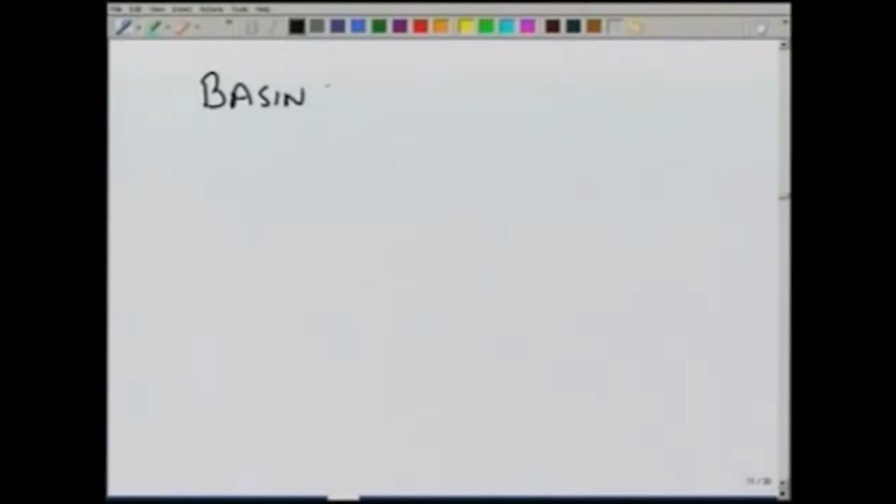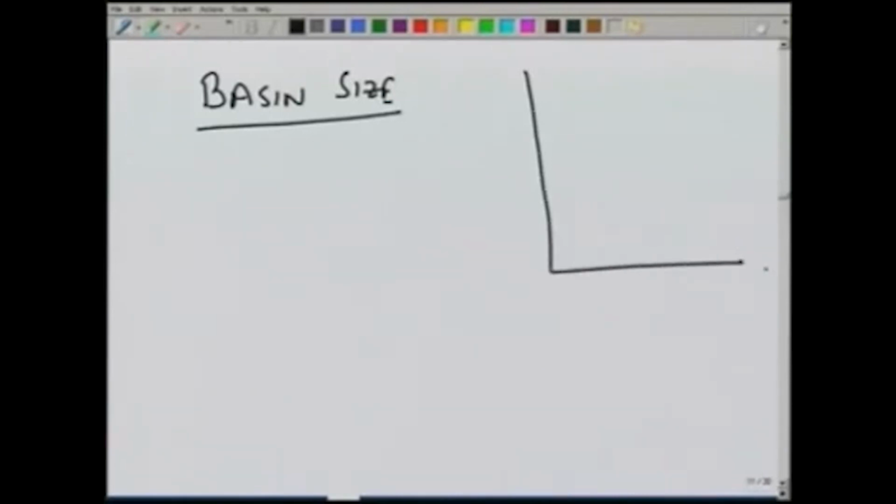Size of course decides the volume of rain occurring over the catchment. So, if the size is more, the volume of rain will be more, and therefore, typically the runoff will be higher. So, if you have a smaller size catchment, the hydrograph may look like this. For a bigger size catchment, the hydrograph may look like this for the same rain, because the same rain now is occurring over a larger area. So, it will contribute more volume to the runoff.